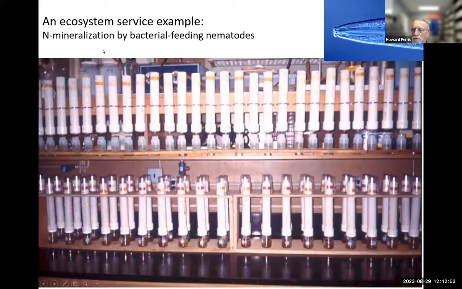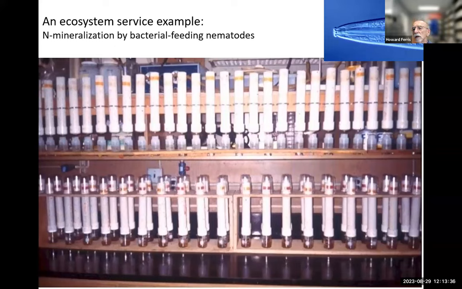So now I'd like to talk a little bit about some ecosystem functions that nematodes are involved in. Nematodes have a higher carbon to nitrogen ratio than bacteria. And so as they take in carbon substances, they're taking in more nitrogen than they need for their body requirement. And they excrete that nitrogen in mineral form, in ammonium form, which is then available for uptake by plants.